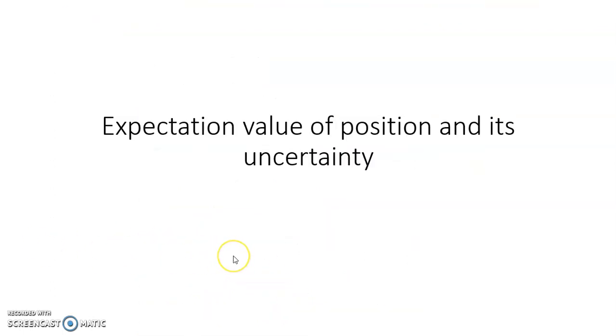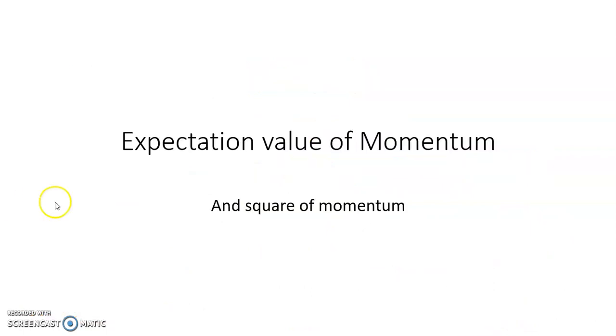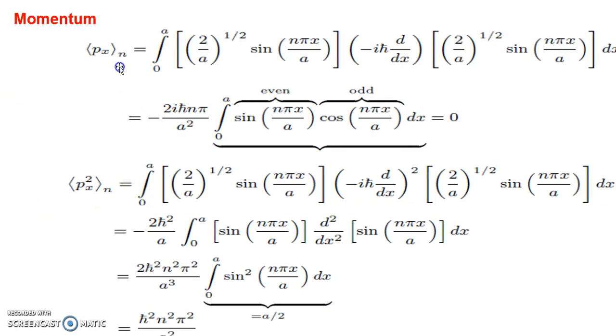Now the expectation value of position and its uncertainty. The expectation value is defined by this x. Then you will get the expectation value L by 2 and the uncertainty L square (n square pi square minus 6) by 12 n square pi square. You do the mathematics. Then the expectation value of momentum and square of momentum; you will get these values.